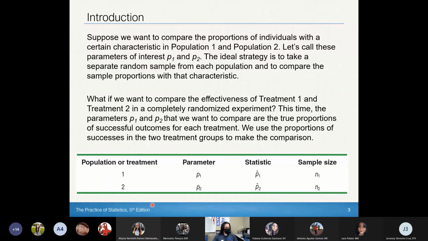And here's the notation that we can use here. We have population or treatment 1. The parameter is p1. The statistic is p hat sub 1. Sample size for population 1 is n1. Similarly, for population or treatment 2, we have parameter p2, statistic p hat 2, sample size n2. We use the subscripts 1 and 2 in this case to differentiate between the two different proportions and the notation going along with each one. So those subscripts become very important.